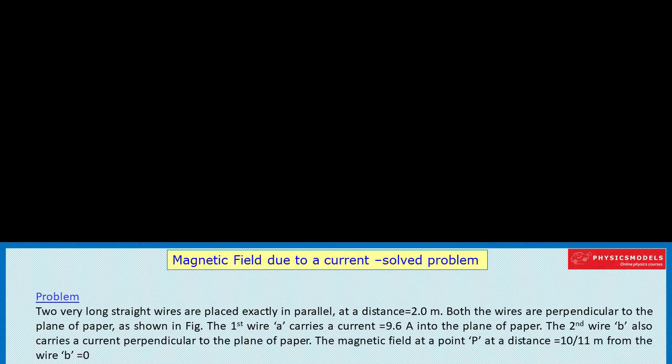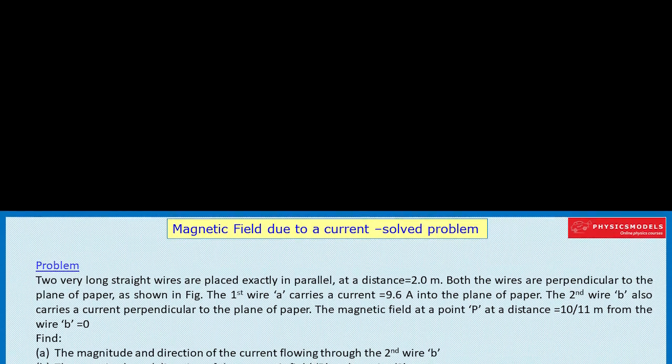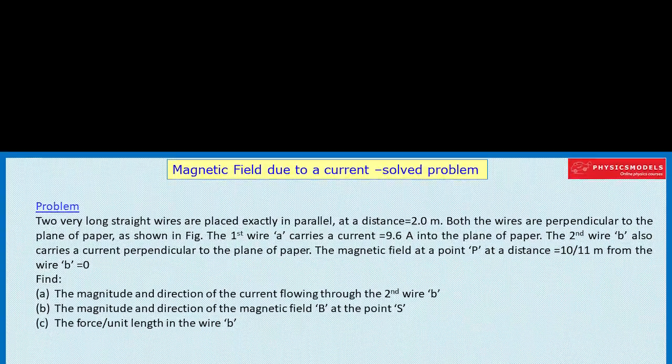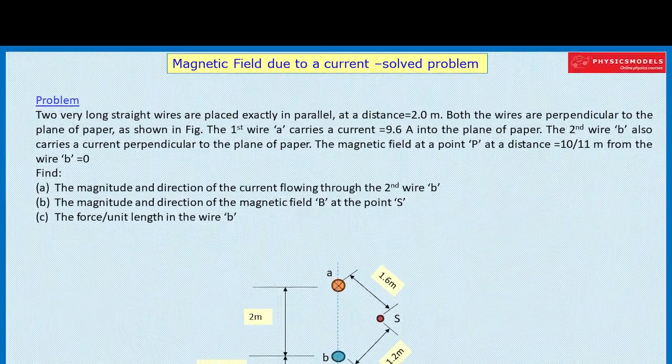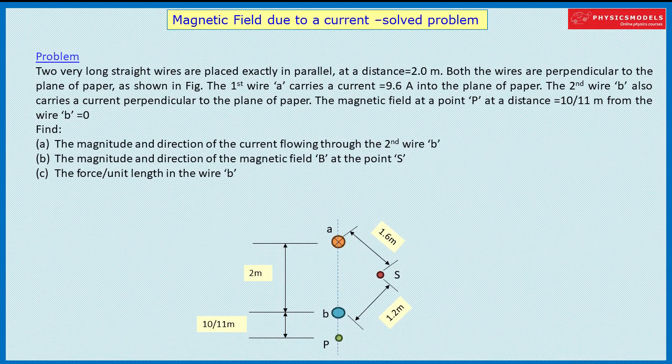The problem here is a bit tricky. There are two parallel straight wires which are very long, both of which are perpendicular to the plane of the paper or the screen. The distance between wire A and wire B is given. In the case of wire A, the current is going into the plane of the paper, as shown by the cross. In the case of wire B, in blue color, it's not sure whether the current is going in or coming out of the plane of the paper.